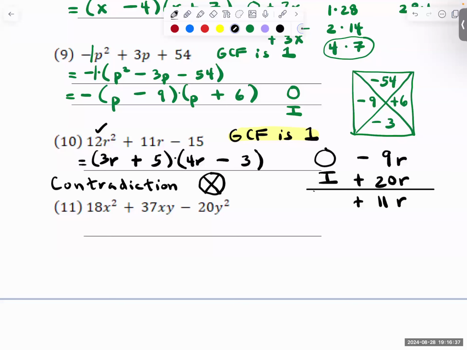Number 11. Now, the new idea is we have two variables, x and y. Notice that the exponents on x are decreasing, the exponents on y are increasing. And that's a special ordering.